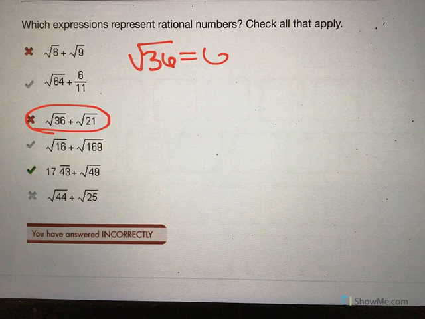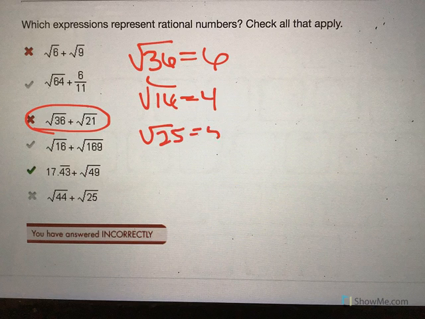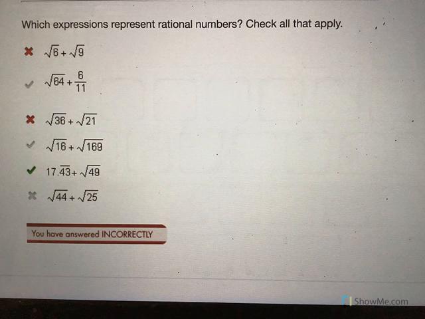Square root of 36 is 6. Square root of 16 is 4. Square root of 25 is 5. But square root of 21 is not a perfect square, so it is irrational. It is irrational, so that's why this is definitely not a rational number. All right, what about the next one?